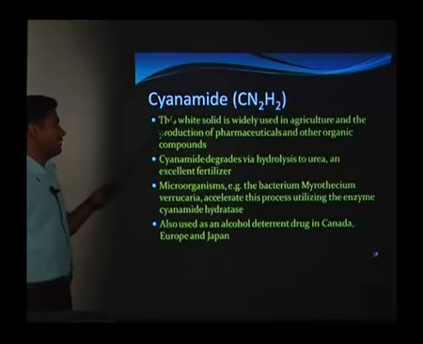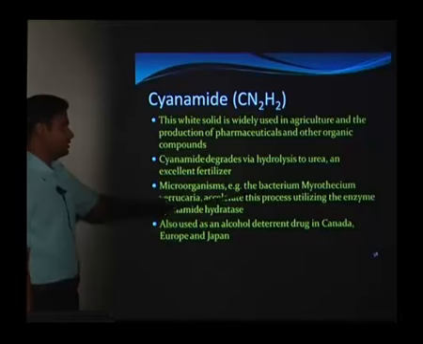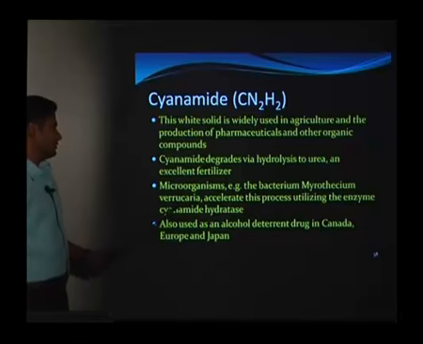Then lastly cyanamide, CN2H2. So this is a white solid, widely used in agriculture and the production of pharmaceuticals and other organic compounds. It degrades via hydrolysis to urea, an excellent fertilizer. Then microorganisms such as the bacterium Myrothecium and Verrucaria accelerate this process utilizing the enzyme cyanamide hydratase. Also used as an alcohol deterrent drug in Canada, Europe and Japan.